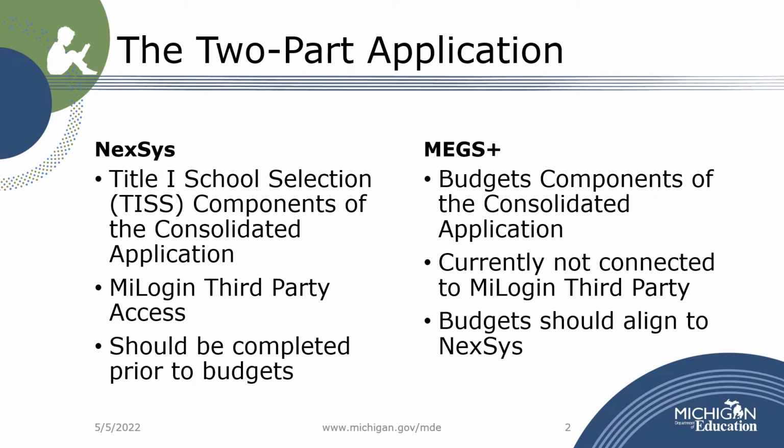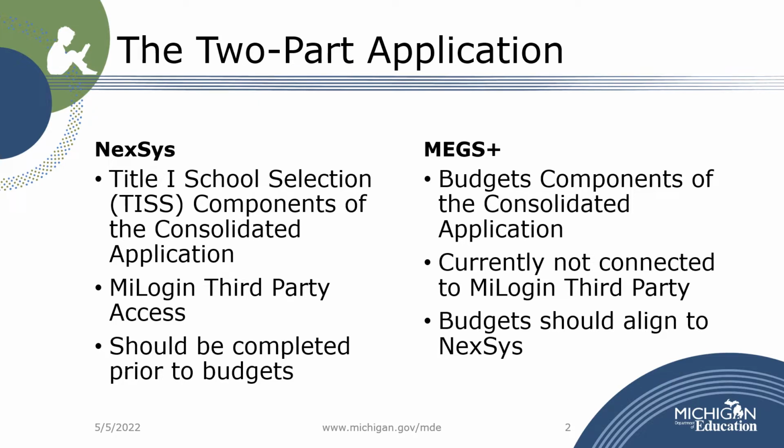First thing to be aware of is that the application will again this year be a two-part application. The Title I school selection components of the application will again be housed in Nexus, and any district that receives Title I Part A basic funds will need to complete that Nexus application. To access that application, users will go to the My Login for third-party access. Information about how to set up that access account and where to access that is in the resource document for the spring workshop. As a note, the Nexus portion of the application should be done prior to completing your budgets.